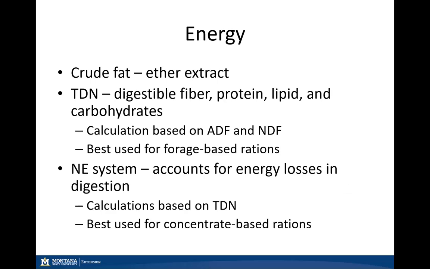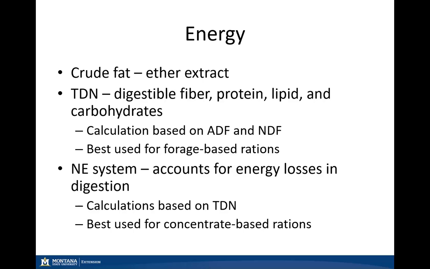Now the next portion is energy. The main form that we analyze for in our basic analyses is TDN, or total digestible nutrients. And this includes an equation accounting for digestible fiber, protein, lipids, and carbohydrates. However, this is very time consuming as well as costly. So equations were developed to calculate TDN based on our ADF and NDF numbers. This is best used for our forage-based rations.